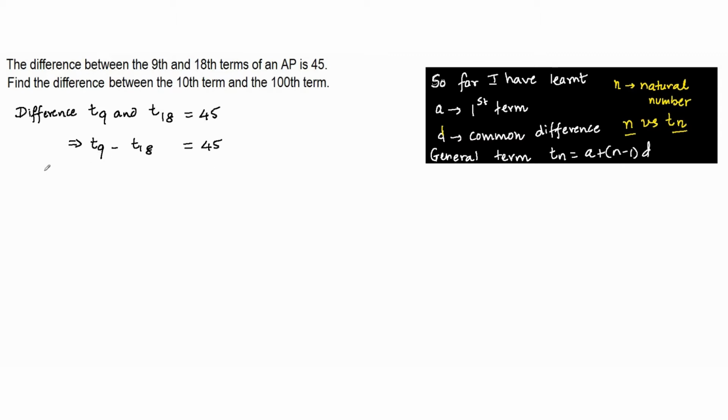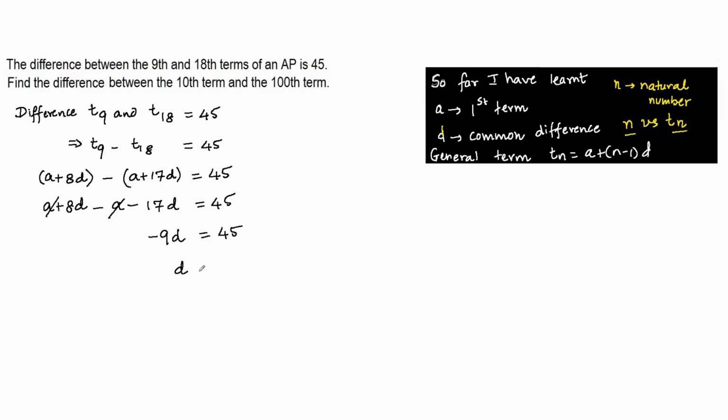Now the value of T9 is going to be A plus 8 times D. We know that the general term Tn is A plus n minus 1 times D. So the 9th term is going to be A plus 8D minus the 18th term, which is going to be A plus 17D, and this is equal to 45. So if I open the brackets, I get A plus 8D minus A minus 17D is equal to 45. And A minus A cancels, so 8D minus 17D is minus 9D equals 45. And therefore D is equal to 45 divided by minus 9, and that is equal to minus 5. So the value of the common difference is therefore minus 5.